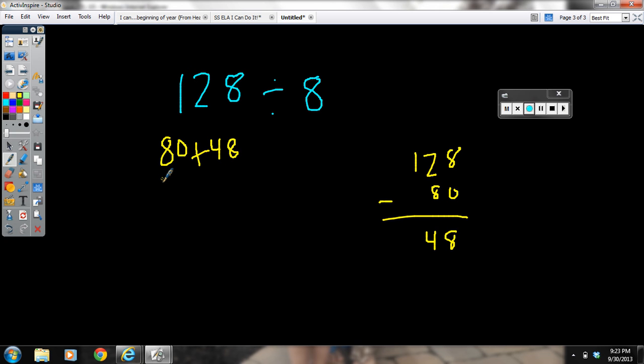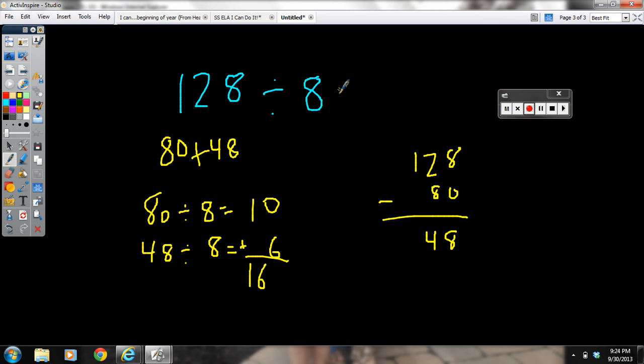Now what you should have done is taken this 80 and divided it by 8. 80 divided by 8, of course, is 10. Then you take the 48 and divide that by 8. 48 divided by 8 equals 6. Once you figure out the quotients for each one of these problems, you take the two quotients, add them together, and that gives you your final quotient for the original problem. 128 divided by 8 would equal 16. And that's how you take a division problem and break the dividend into simpler numbers.